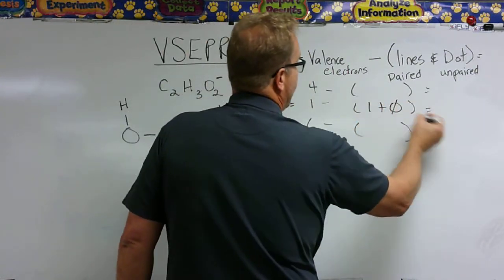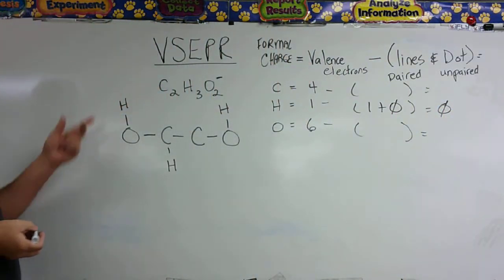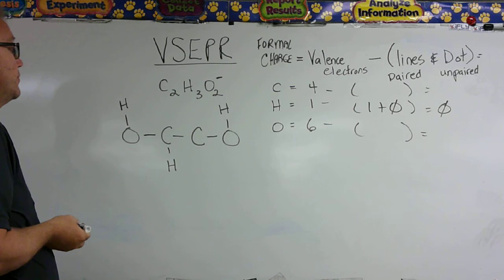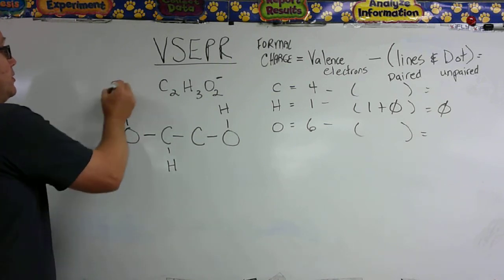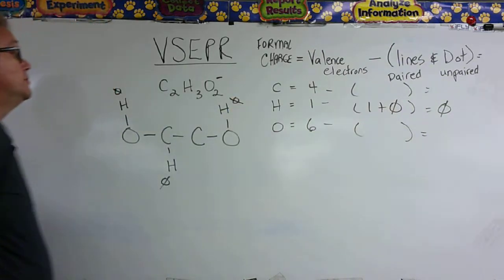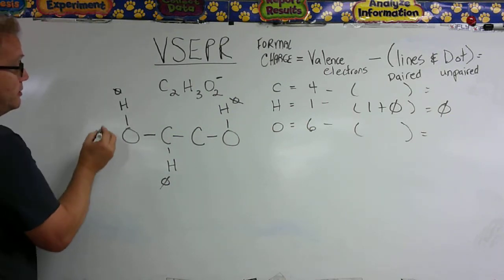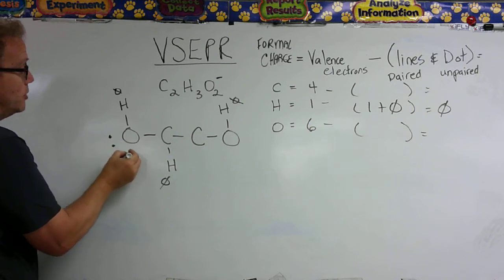I don't want any dots because that's going to mess up that 0, and you put dots with these. That doesn't ever happen. So we know all these guys are going to be 0 charge. Now let's deal with the oxygens. Those are my outers. I've got 2 here, so I'm going to draw 4 here.